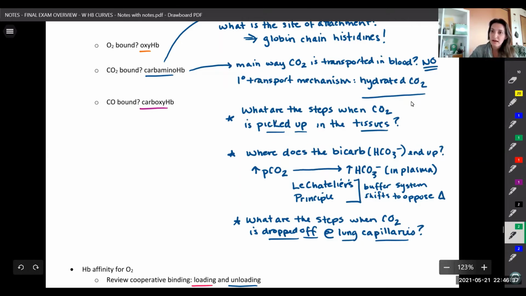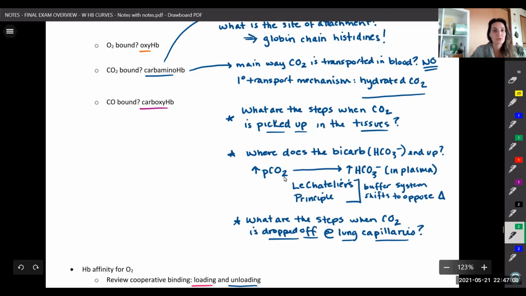When we do get that hydration occurring and we produce carbonic acid that dissociates to hydrogen ions and bicarbonate, the hydrogen ions can be picked up by histidines on the alpha and beta subunits of hemoglobin to help buffer the hydrogen ions within the red blood cells. The bicarbonate moves out into the plasma. So that's what I noted here. Where does the bicarbonate end up during this process? It ends up in the plasma.